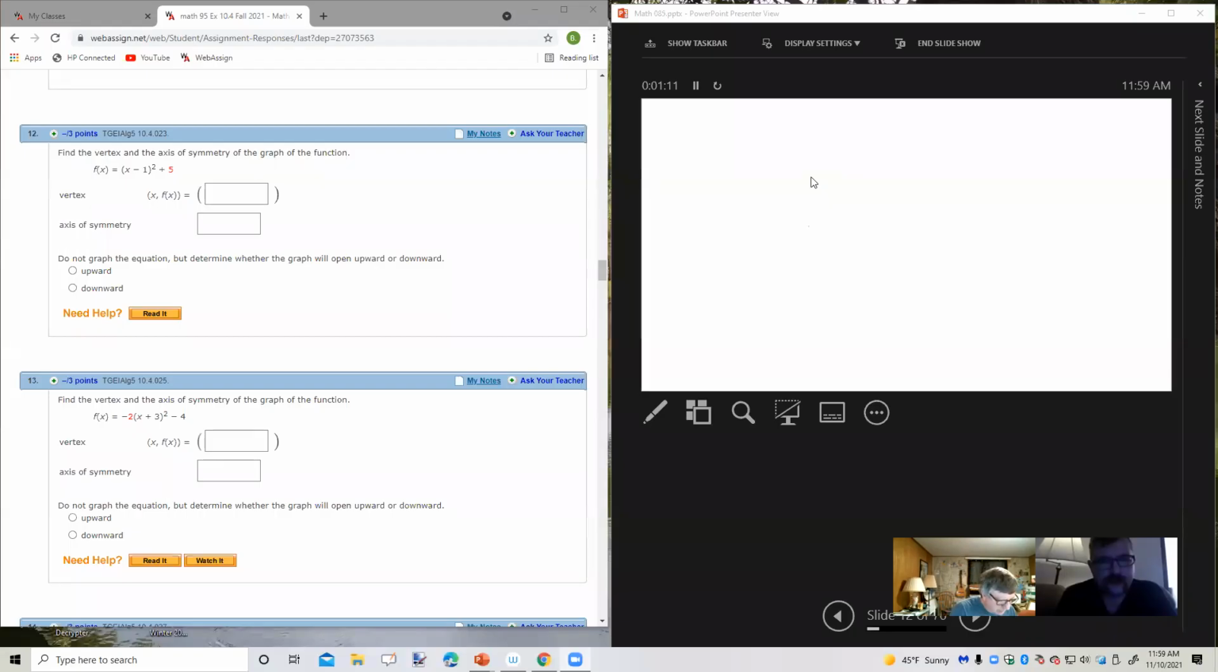All right, now, I talked about how in WebAssign things were a little bit different. So let's take a look at problem number 12 over on the left side there from WebAssign. Okay. Oh, I got to do a couple of things here I forgot to do. There we go. All right. So it says find the vertex and axis of symmetry of the graph of the function. We have f of x equals the quantity x minus 1, squared, plus 5.